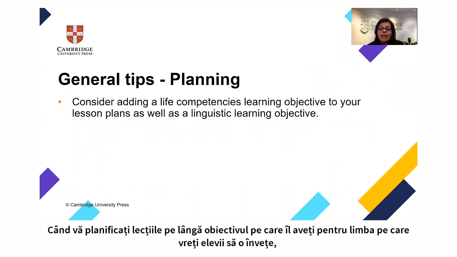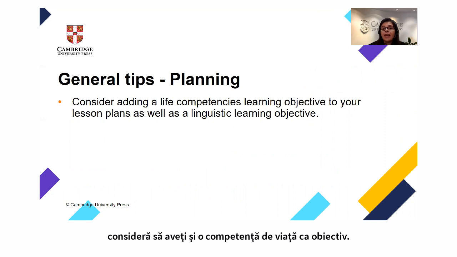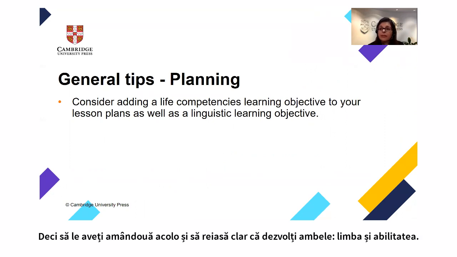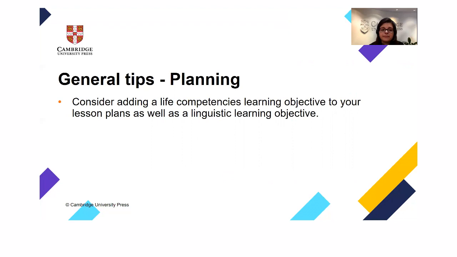So when you're planning your lessons, as well as having your learning objective for what language you'd like your students to learn, consider also having a life competencies learning objective, so that you have both of those there, and it makes it really clear that you're developing both the language and the skill.